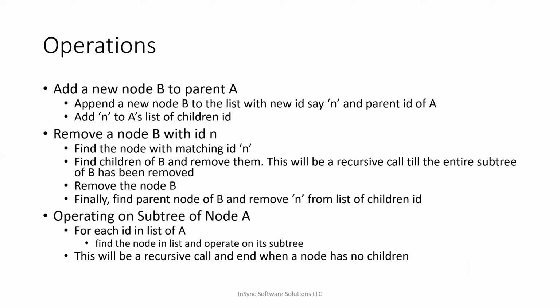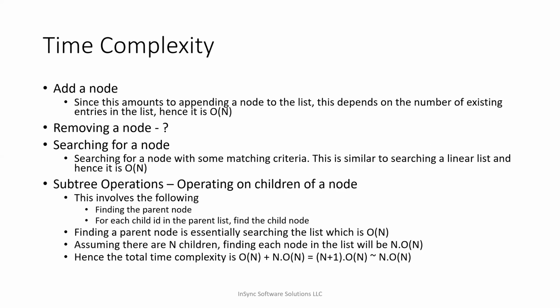So if you want to do a single node related operation like adding a new node, or finding a matching node and things like that, the order of operation will be the order of number of nodes. So essentially it will be order of n. But what about removing a node? Removing a node, just the node itself is order of n, but then you will have to go and remove its children, and the children have further children, so it will keep cascading like that. So that's essentially nothing but a subtree operation. That's how I'm viewing that.